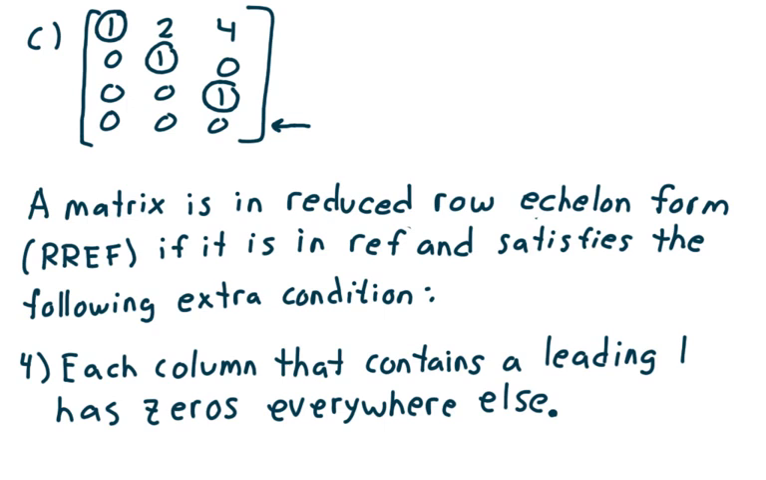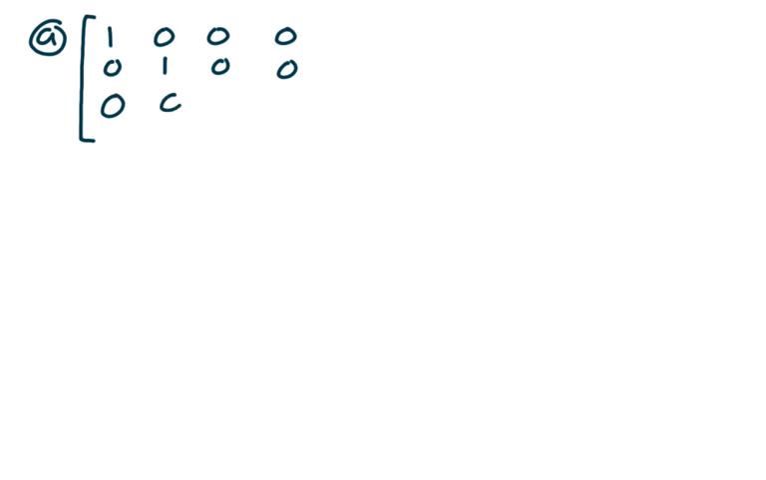Now, let's take a look at some examples there. So we'll call this again part A. Suppose I give you the following matrix. 1 0 0 0, 0 1 0 0, 0 0 1 0.